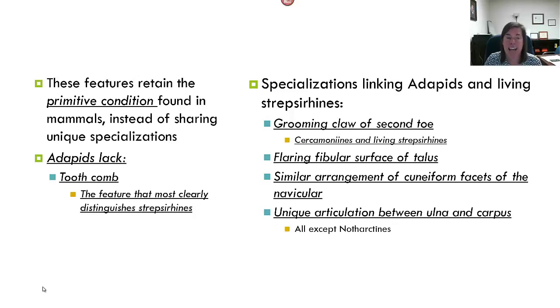The Adapids lack the unique specializations of these Eocene primates. They lack the tooth comb, and the tooth comb is probably one of the most clearly distinguishing features of Strepsirhine primates. But these Strepsirhine primates that are living today do have some links with these Adapids, which justifies why some people have argued that the Adapids are in fact fossil Strepsirhines.